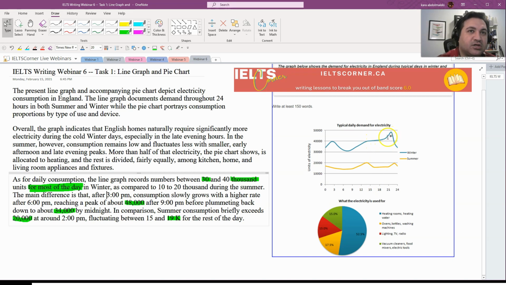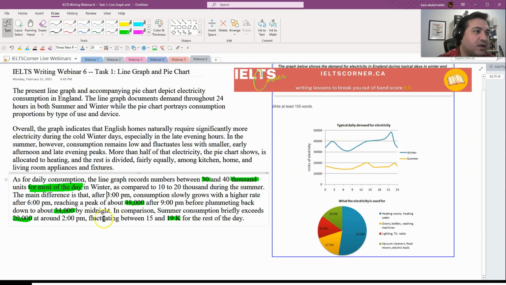So it's kind of a knee-shaped form here. And then it hits a peak of about 48,000. It's not exactly 50,000. And then it plummets all the way down to about 34. It's not exactly 35, it's about 34 by midnight. Okay, and this is midnight, and then we start the day again.